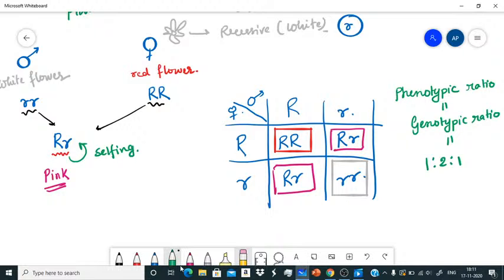Now, whatever I explained to you about incomplete dominance, you have to keep in mind the concept of incomplete dominance. You have to remember where it is seen, that is 4 o'clock plant, and you have to remember what is the conclusion of the monohybrid cross in incomplete dominance, that is phenotypic ratio is equal to genotypic ratio is equal to 1:2:1. And what is that 1:2:1? 1 represents red, 2 represents pink, and 1 represents white, right? Understood?